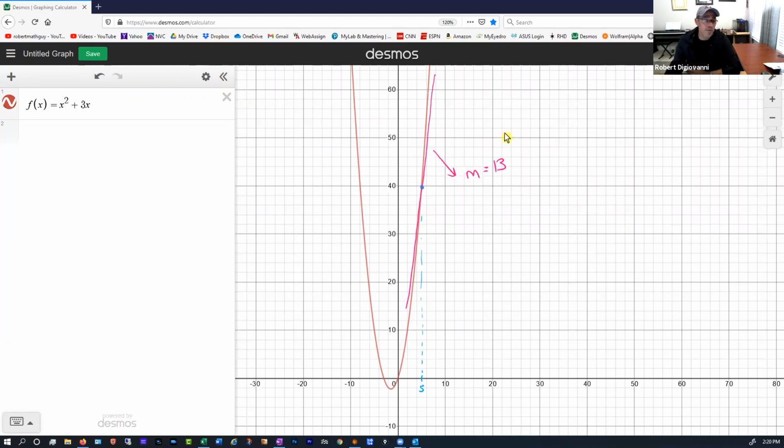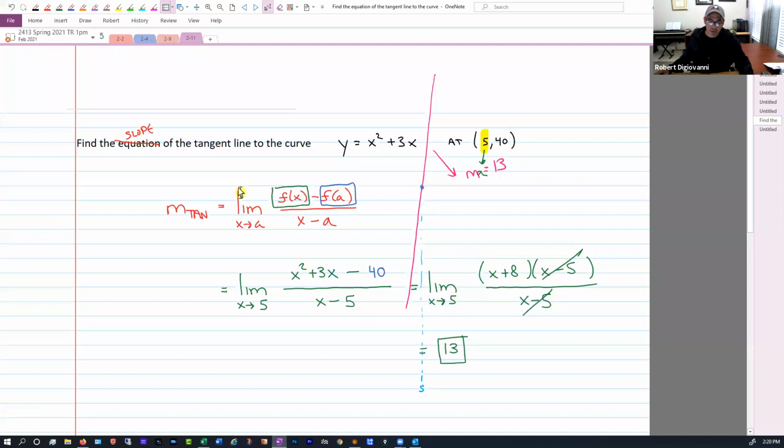13 is also what we would consider to be the instantaneous rate of change at that point. So at 5, the function is changing at a rate of 13. That could be 13 miles per hour, 13 feet per second. It depends on how we're measuring things, but in general, it's just a 13. Okay. We need to answer the original question. It was not the slope. I want to know what the equation of the tangent line is.